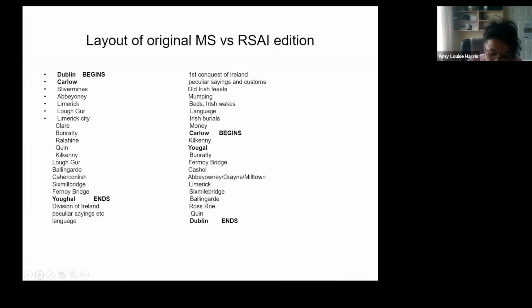Now I'm going to really start talking about Dingley's manuscript, but I just wanted to bring something to your attention. If you do decide to have a look at the original and the Royal Society of Antiquaries of Ireland edition, the writing on the left-hand side of the page shows you the layout of the original manuscript, the one that you'll see if you look at the National Library's online, and that's his journey. But if you look at the Royal Society of Antiquaries one, you'll see how much it has changed.